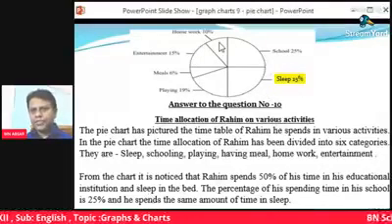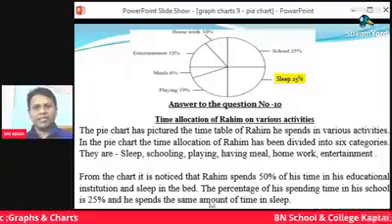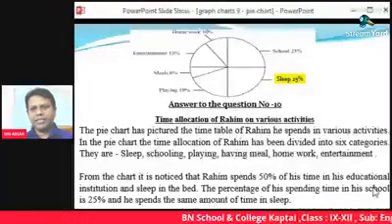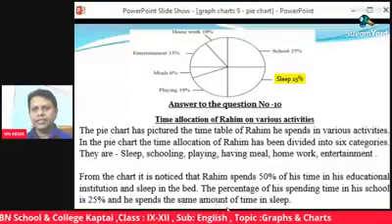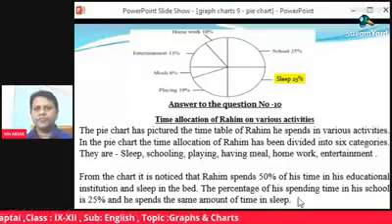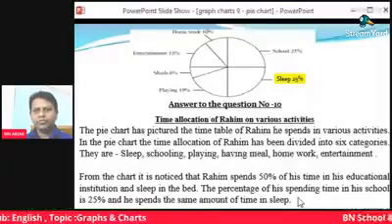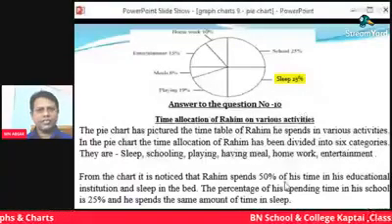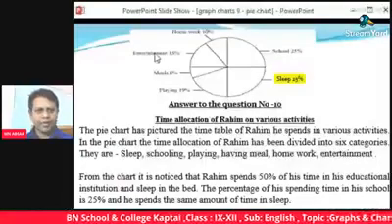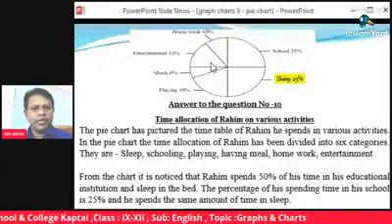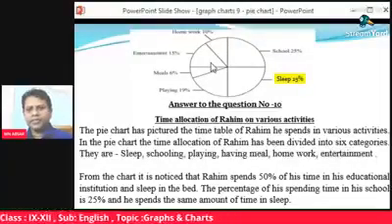The percentage of time he spends in school is 25%, and he spends the same amount of time sleeping. Okay, this sentence is also for this part. Already I have discussed this part. Now I'm going to describe the next part. Okay, now go to the next slide.